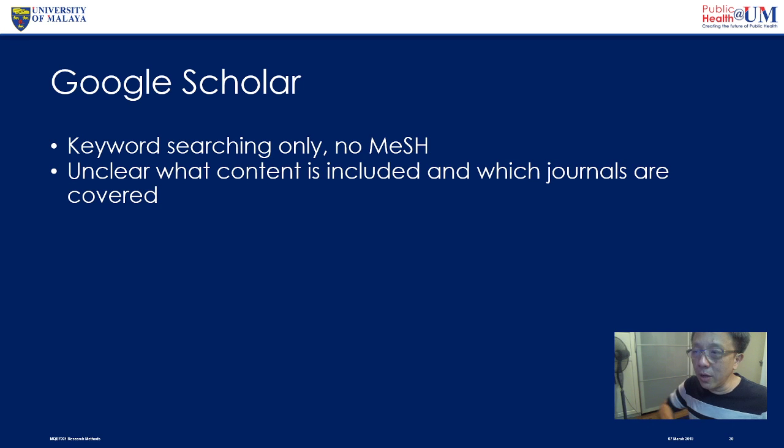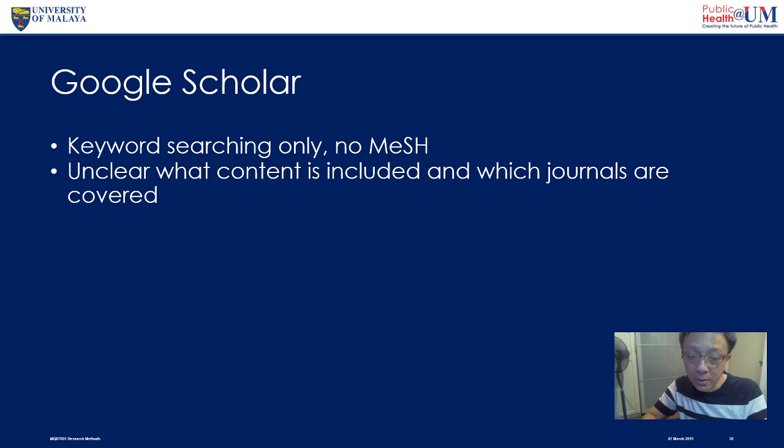So Google Scholar: keyword searching only, no match word, and it is unclear what content is included or which journals are covered. So it's not very clear. Usually we don't encourage you to use Google as a search engine to search for your information.